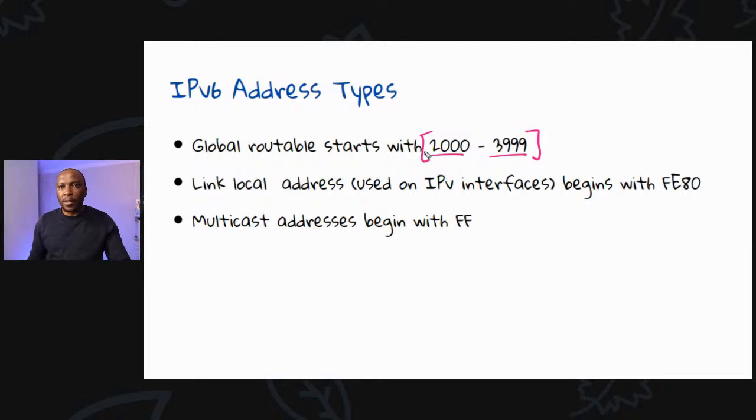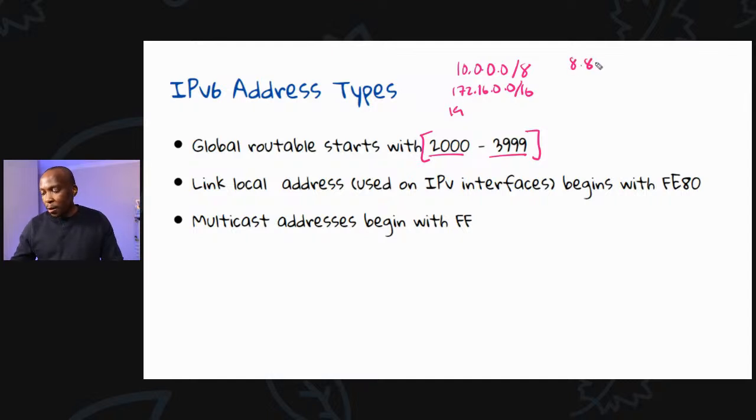The IPv4 equivalent is anything that's not a 10.0.0.0/8 or 172.16.0.0/16 or 192, meaning an 8.8.8.8 address is public, but the first 8 is basically the determining factor. As long as it doesn't start with 10, doesn't start with 172.16, or 192, then it will be a public address.